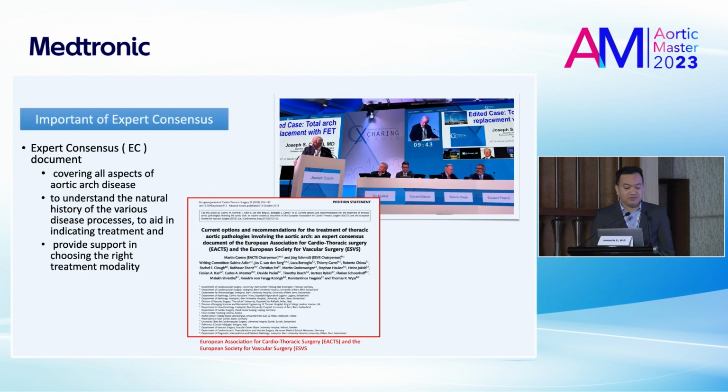So why is this expert consensus so important? Because we come from various regions, and various centers have various approaches in dealing with these problems. This expert consensus will cover all aspects of aortic diseases, and we need to understand the natural history of the various disease processes and aid in indicating treatment. The most important thing is to provide support in choosing the right treatment modality. Because each center may think that their own treatment is the best. So I think this will help us find a good pathway in treating and getting a good outcome in terms of patient care.